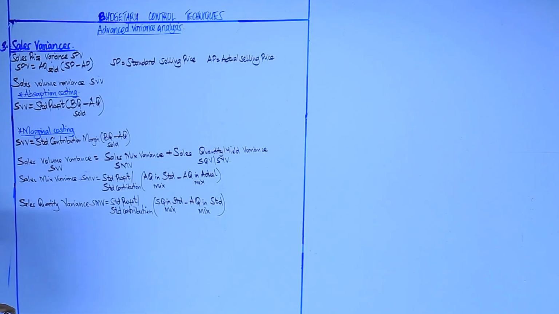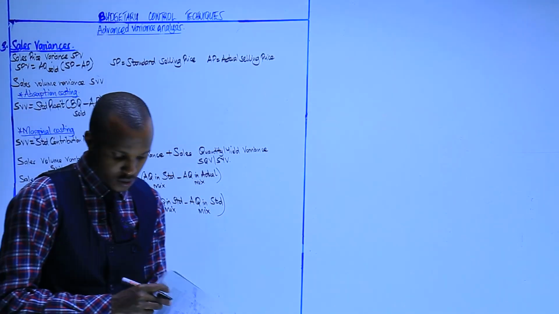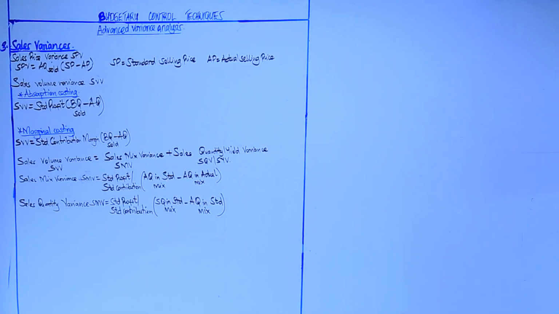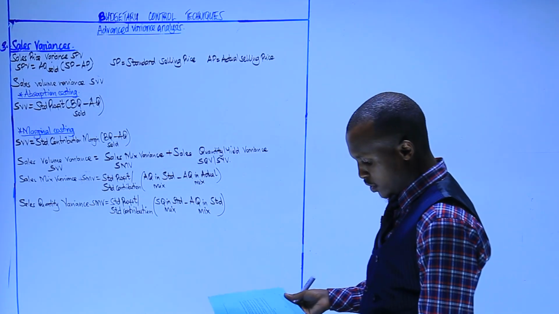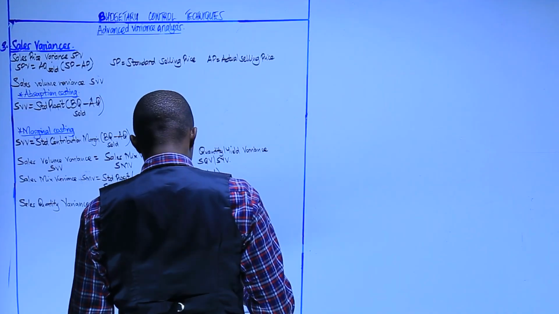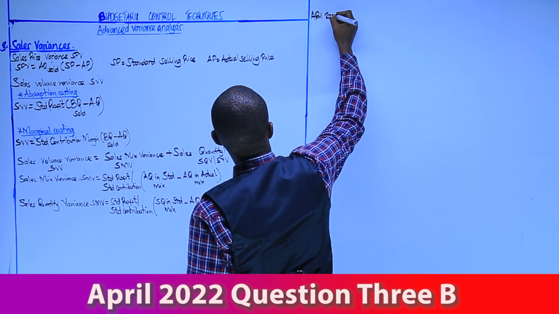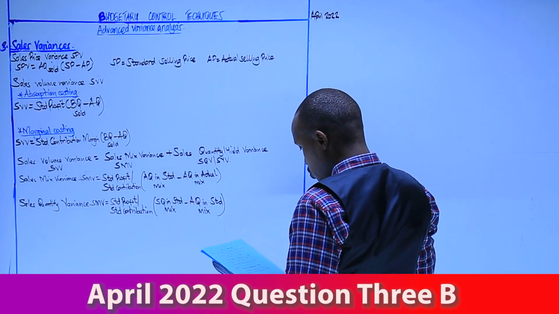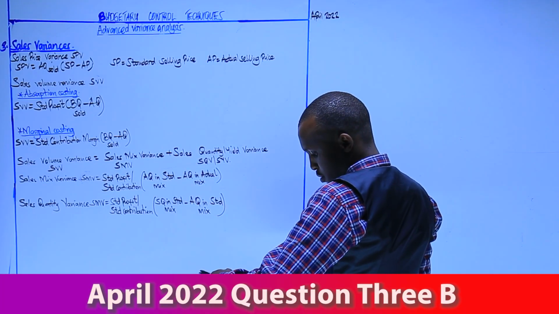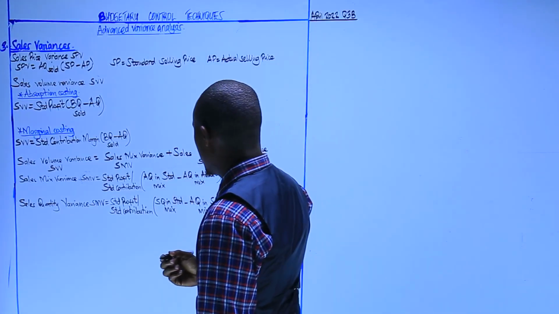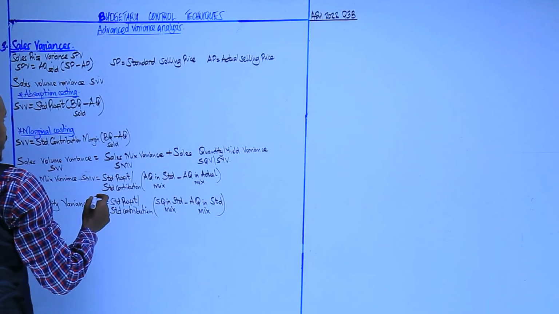We can go to a question. We can go to a question on April 2022. Let's go to April 2022. Question 3B.